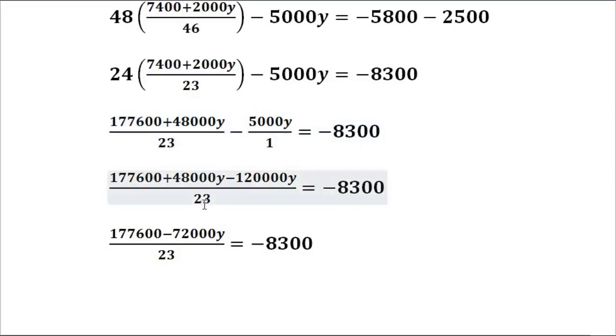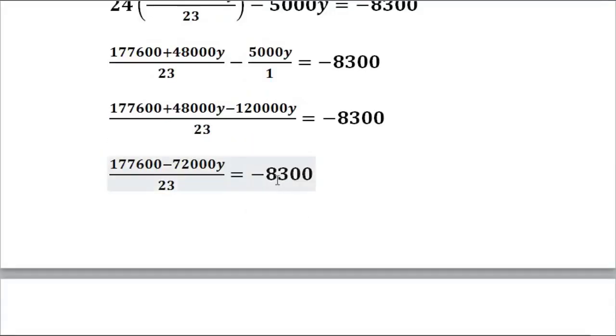Now, if I divide the LCM 23 by the first denominator 23, we get 1. 1 multiplied by the first numerator, 177,600 plus 48,000y, we get the same number. And if I divide 23 by the second denominator 1, we get 23. And if we multiply 23 by 5,000y, we get 120,000y. Next, 48,000y and 120,000y gives us negative 72,000y.